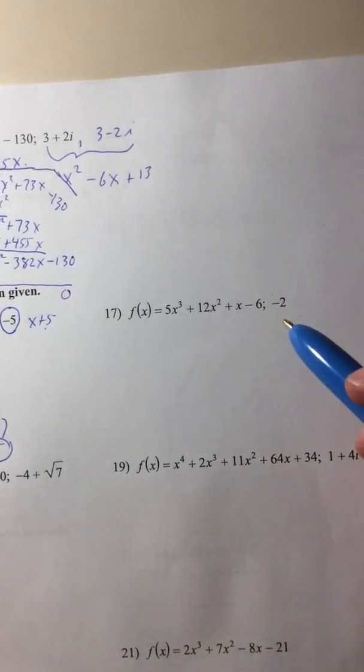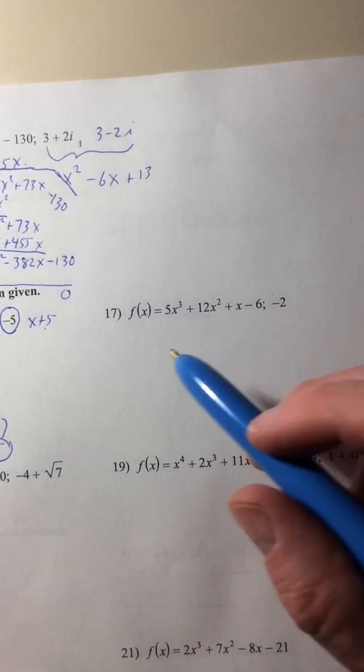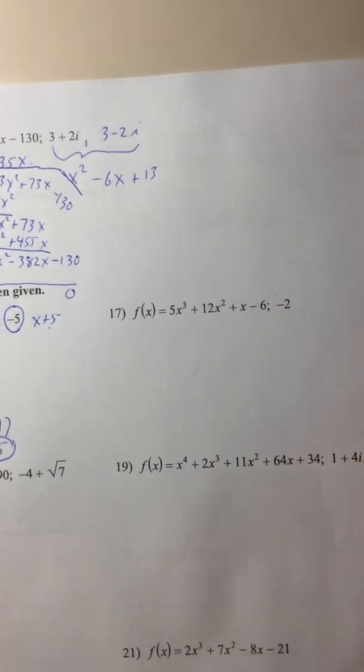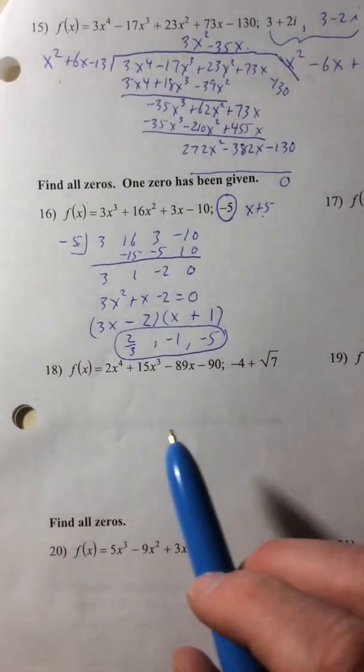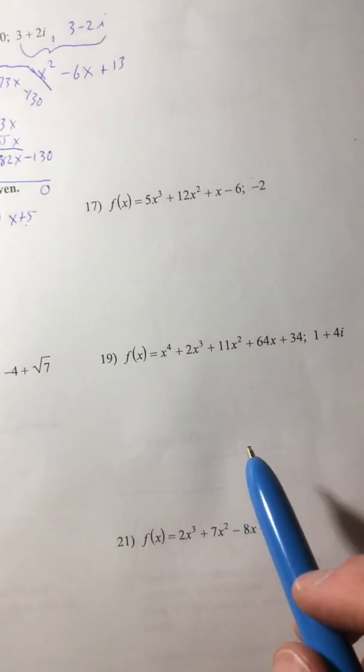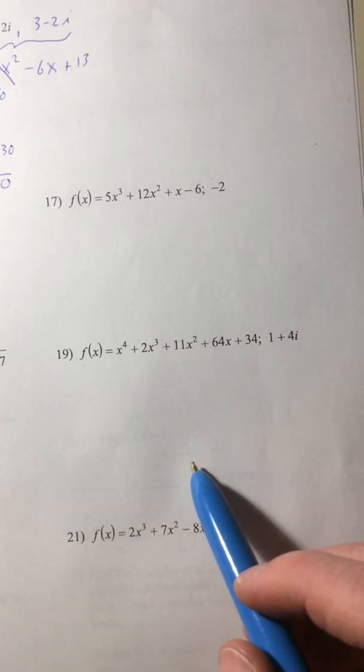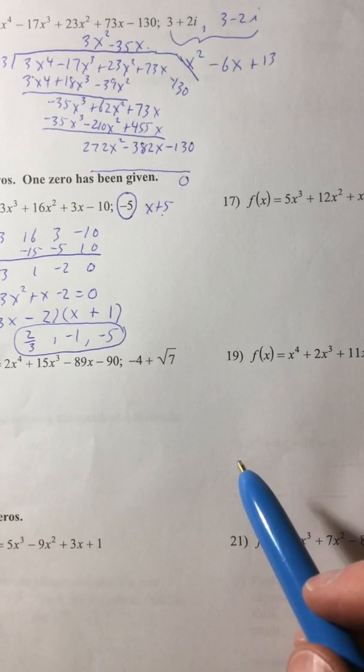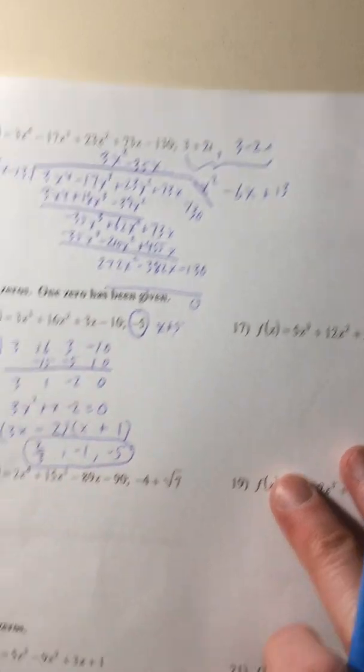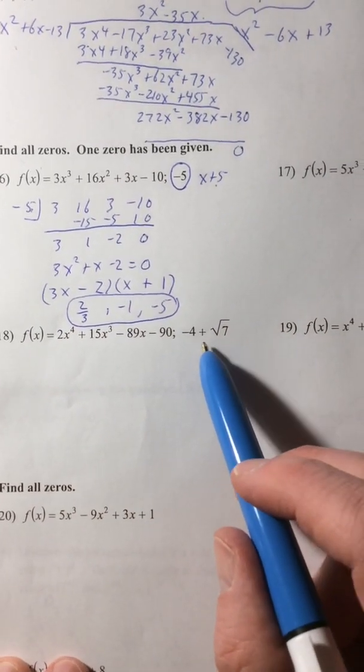Same trick right here. It's the exact same problem. Negative 2, we just put negative 2 in the box. Boom, boom, boom, do all the work. Okay, yeah. So let's do this one right here.